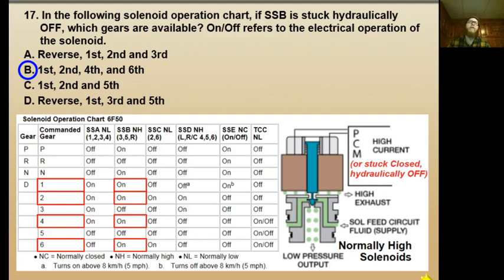The following solenoid operation chart, SSB is stuck hydraulically off. Oh, hydraulic. See, I've got myself all confused. So it's stuck hydraulically off, which means that electrically it would be turned on since it's normally high. So that's why first, second, fourth, and sixth would be the ones that work. Pay attention.